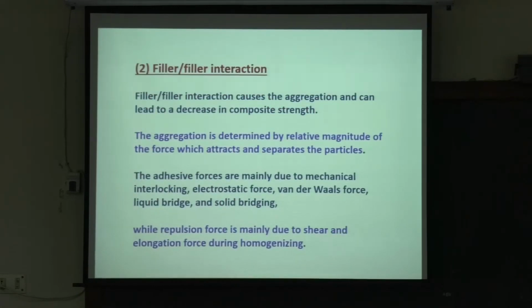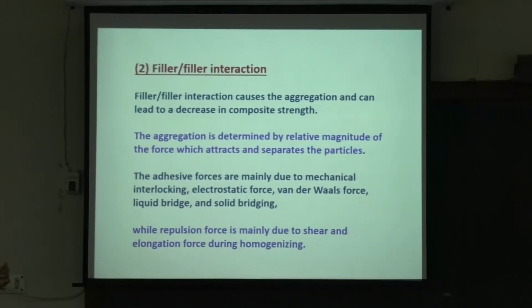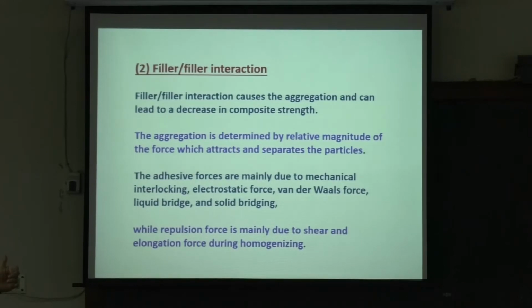Filler-filler interaction causes aggregation and can lead to a decrease in the composite strength. In some of the graphs which you showed, you could see that with some of the composites, as you put in more filler, the strength comes down. One likely reason is the filler-filler interaction, which generates a negative factor. That can answer your question. Remember you asked me why the strength is going down? It depends on the filler content.